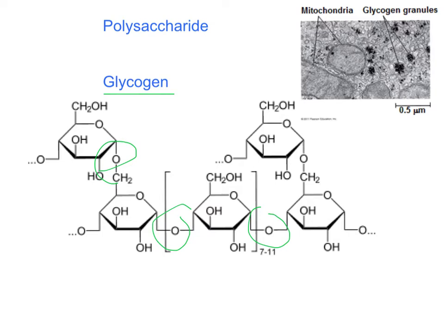We find this mainly in the liver and muscle cells of animals. And when our glycogen storages are full, we'll then store that extra sugar as fat. And you can see the glycogen granules here in this microscope picture surrounding the mitochondria.